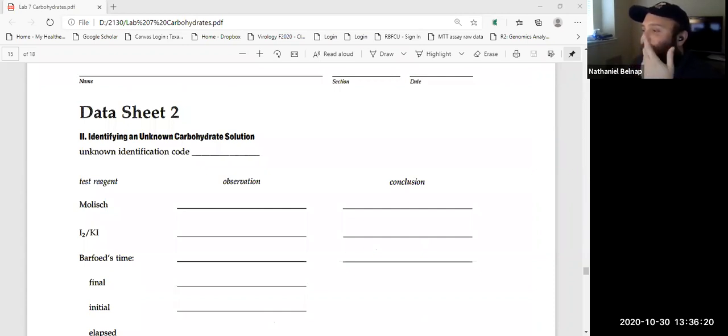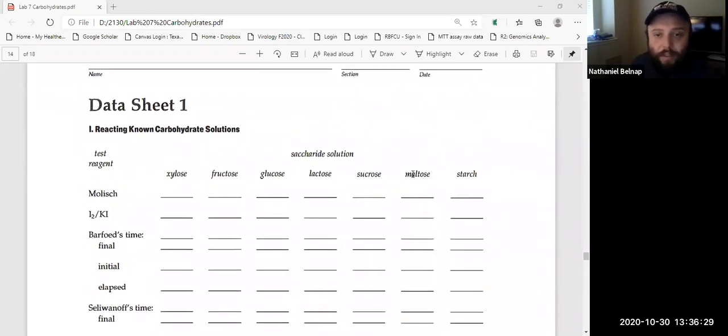It says, yeah, you have everything that you need. You just write down your unknown code, and then based on what we see with this, you're going to see which ones are positive. For example, for the Molisch test: xylose, fructose, glucose, lactose, sucrose, maltose, right? It's going to be positive or negative, and as you go through that, you look at your unknowns. Okay, my last name begins with A. The Molisch test was positive. Was xylose positive from Molisch? Oh, nope. Okay, then it's not xylose. Okay, let's go to the next one, and so on and so forth.